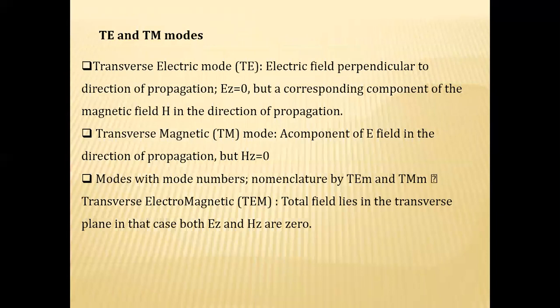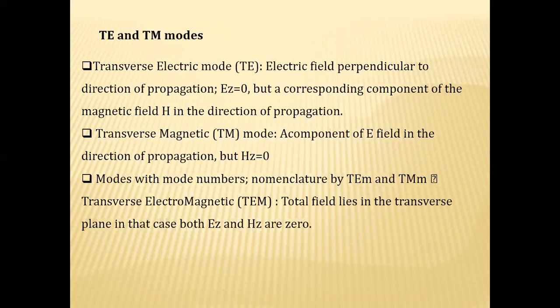When the electric field is perpendicular to the direction of propagation, and hence the value of Ez is equal to 0, and the magnetic field Hz is in the direction of propagation, that type of wave is called transverse electric waves. You might have learned these TE modes and TM modes in the transmission lines itself, right? So what do we mean by TM waves? When the electric field is in the direction of propagation but the value of Hz is equal to 0, that is, the magnetic field is 0, then that type of mode is called transverse magnetic waves.